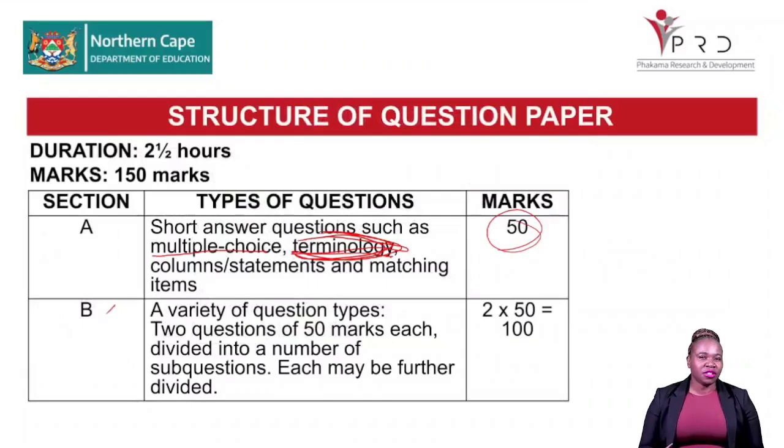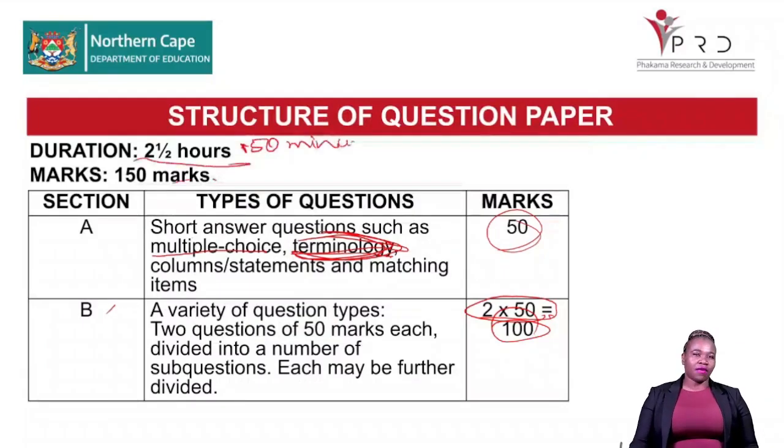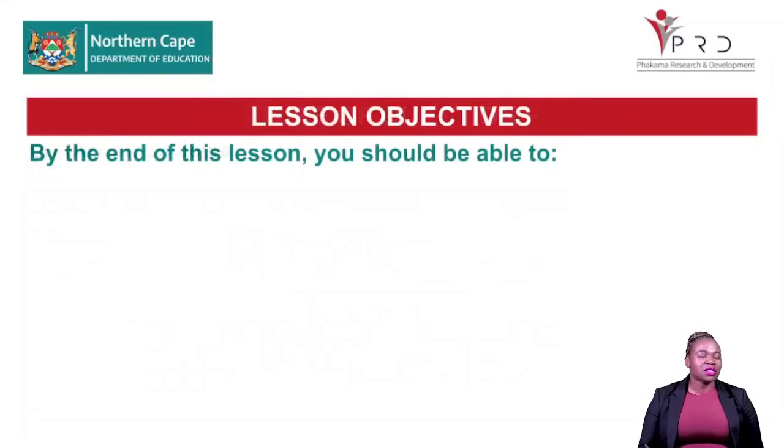Both of them are 50 marks each. So in question 2, you're going to have long questions as well. In question 3, you're also going to have long questions. Like I said, each question is 50 marks, which will then give us 100 marks. That 100 plus 50 marks would be 150. So 150 marks for 150 minutes. 150 minutes is the same as 2.5 hours. So your paper will be out of 150 marks for 150 minutes.